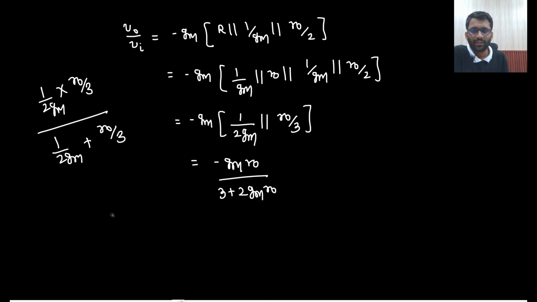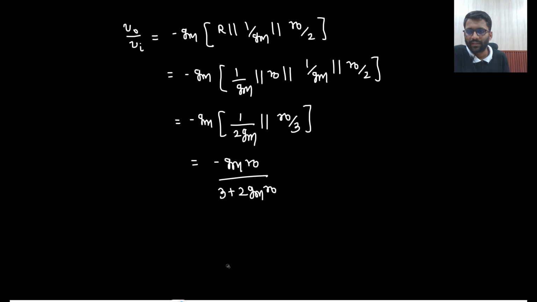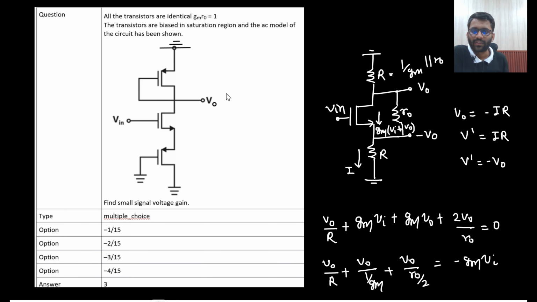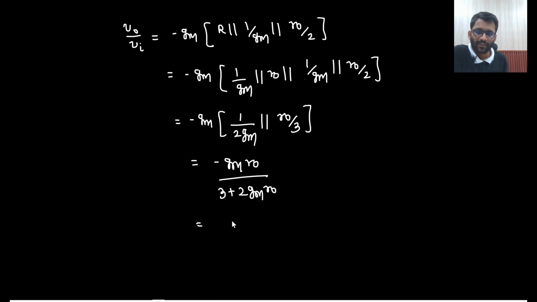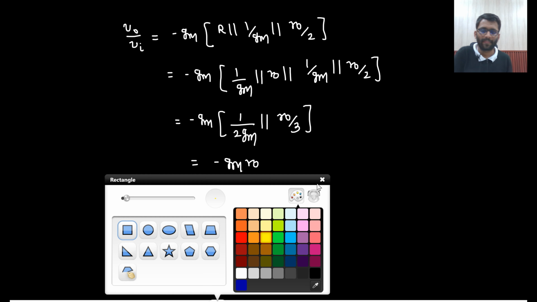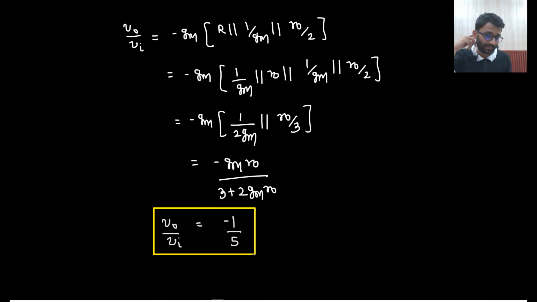Well and good. No issue. Yeah, all correct. So what is Gm R0? Gm R0 is 1. So minus 1 by 5. That's it. This is your voltage gain. This is the voltage gain we are having.